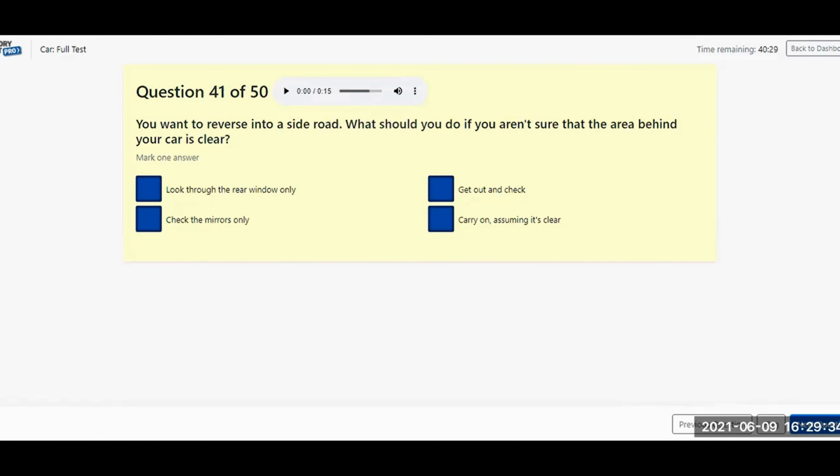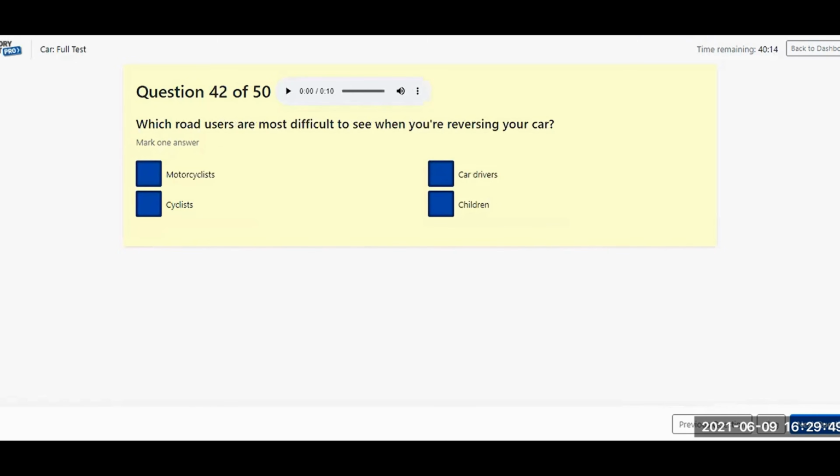Don't drive. You want to reverse into the side road. What should you do if you aren't sure that there is a blind spot and the area is not clear? So first of all, anything in doubt, don't do it. Get out of the car, look at the location, see everything is clear, and then reverse. Which road users are most difficult to see when you are reversing your car?